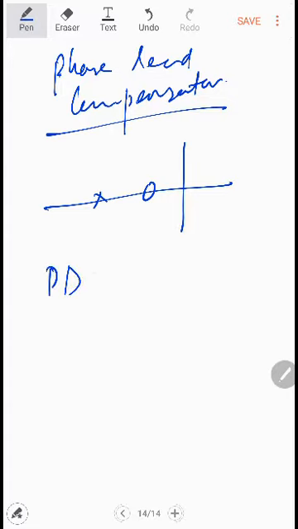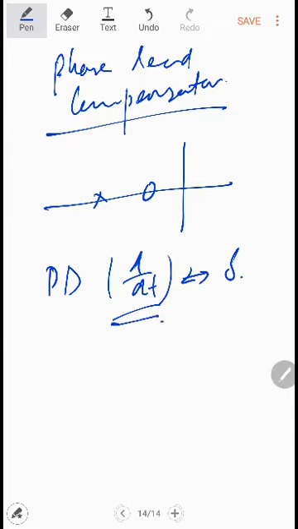PD means proportional and derivative, and we know that if we have a derivative d by dt, then the Laplace transform of the derivative is equal to s. So this means that we are multiplying the transfer function of the system by s. So for some value of s, which is this location, we will add a zero to this system. That is why this differentiator is called the lead compensator.